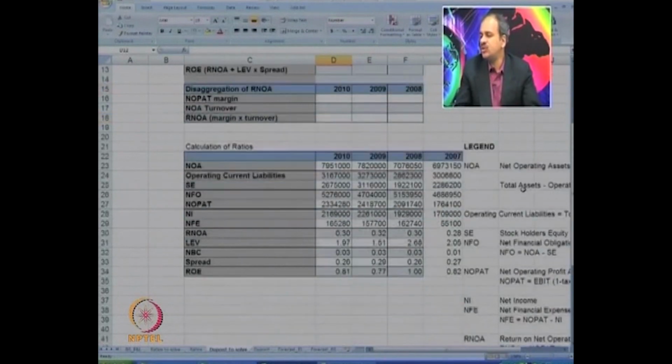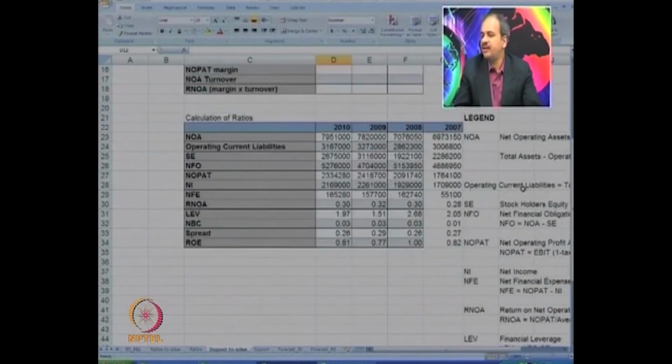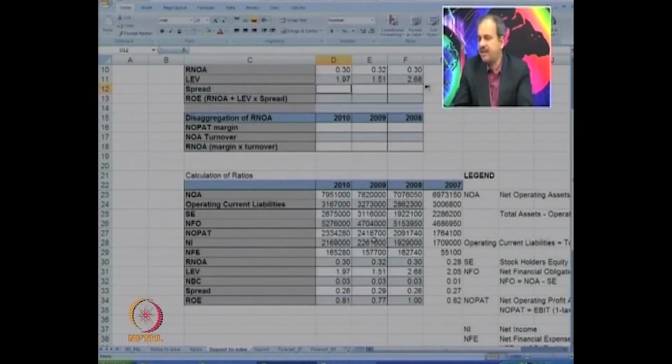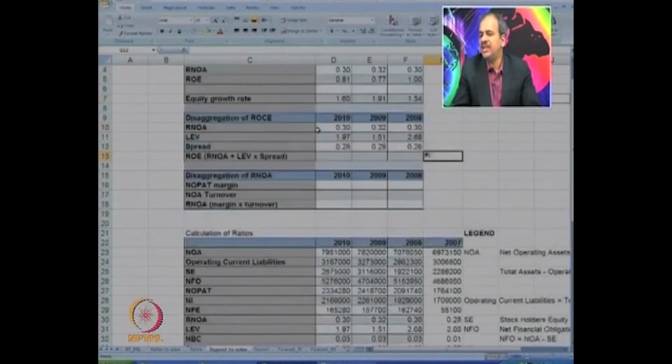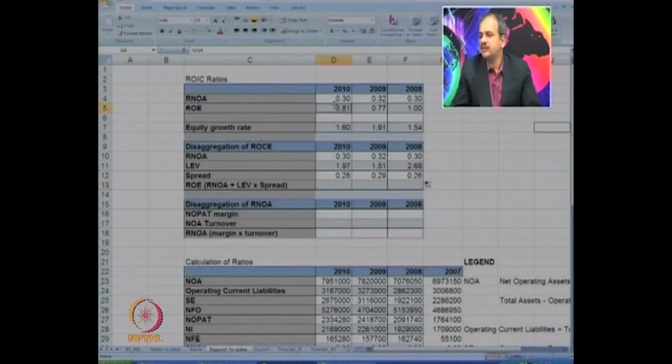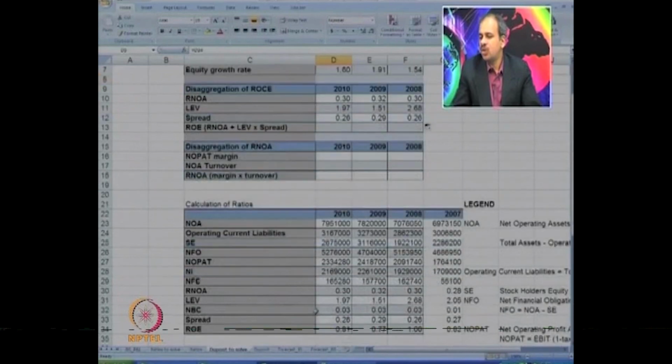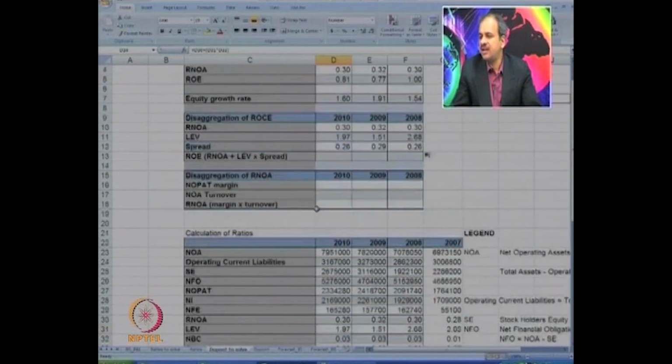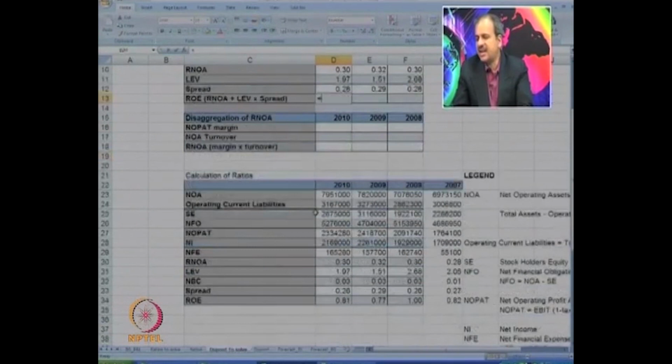By spread, as you know, we try to find the additional earnings which equity shareholders make. We have already calculated it in the last session. So, spread is 0.26 and ROE is also calculated by us earlier, so we have to just extract it here.